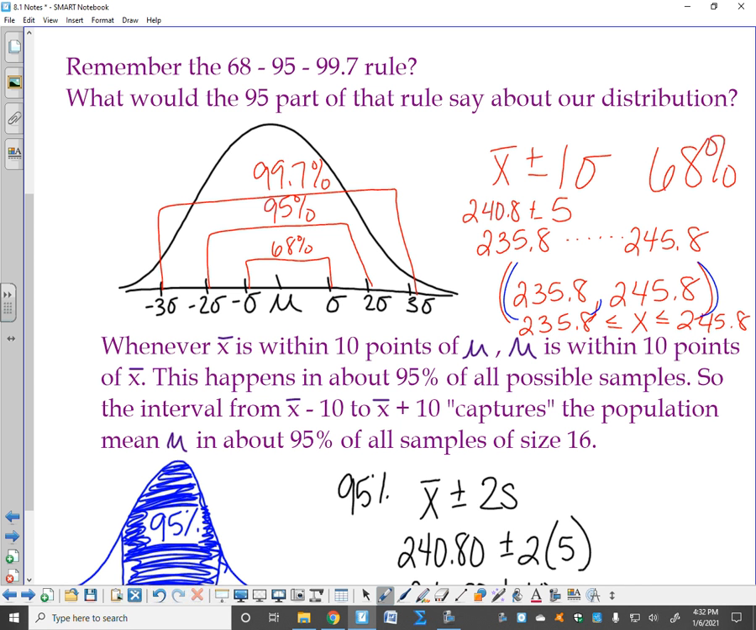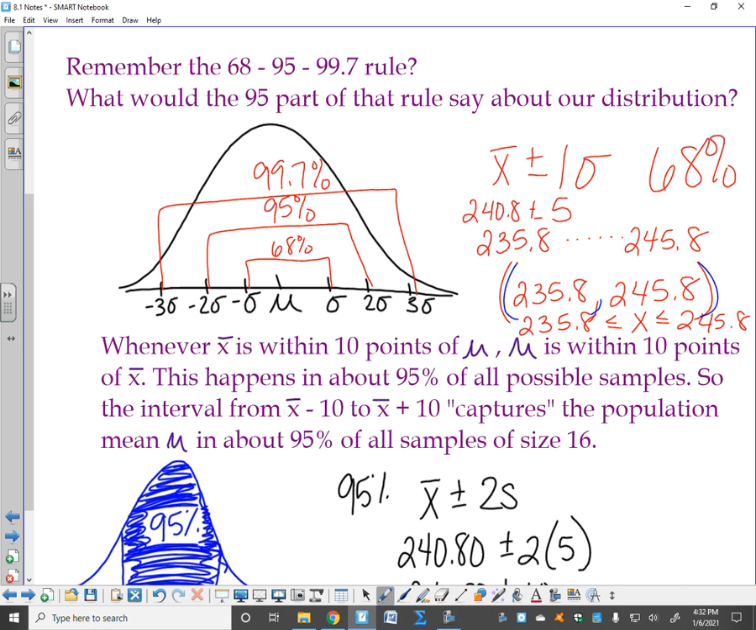Okay, so that's the width of my dartboard. My dartboard is 10 units wide because I went 5 in each direction. So I am 68% confident that the interval from 235.8 to 245.8 captures the true proportion, or the true mean, of whatever it is that we're measuring. I don't even know what we're measuring.